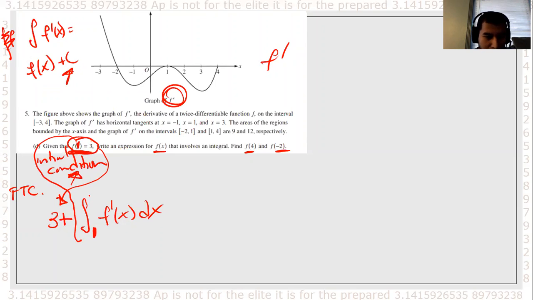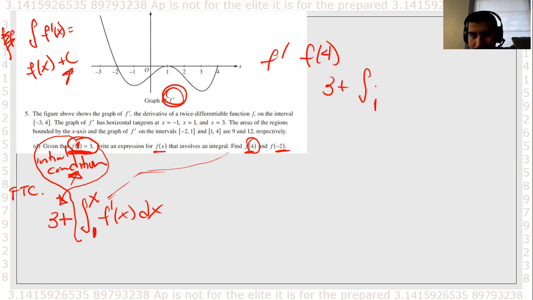And then you're probably wondering what goes right here in the x. Well, that's the x they want you to find. So this 4, you just put it right here. If I want to find f of 4, it will be the equation 3 plus the integral from the initial point to the value that I have, of f prime of x dx.